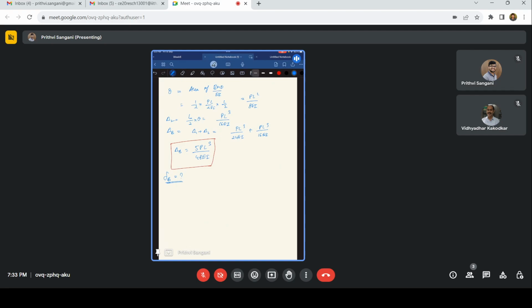So, second problem. Again, this is one of the standard problems. I think you all know the solution for this, but let us again try to find out the support reactions from the basics. So this is a fixed beam, as we usually call it. This is a fixed beam with UDL.